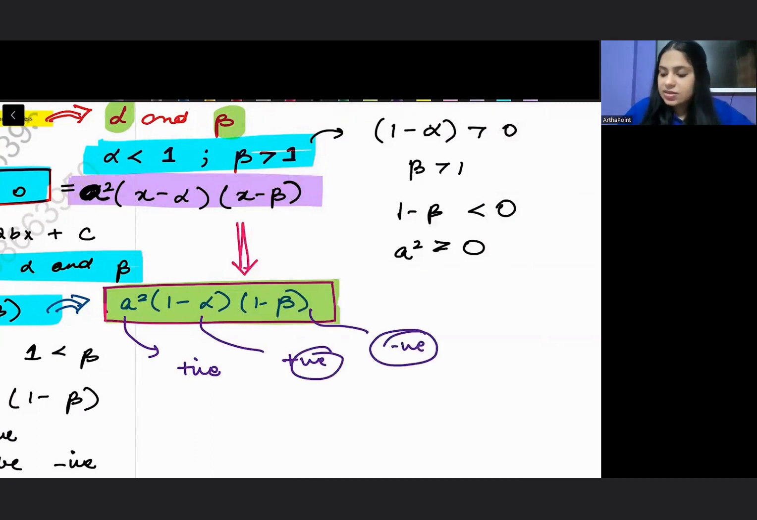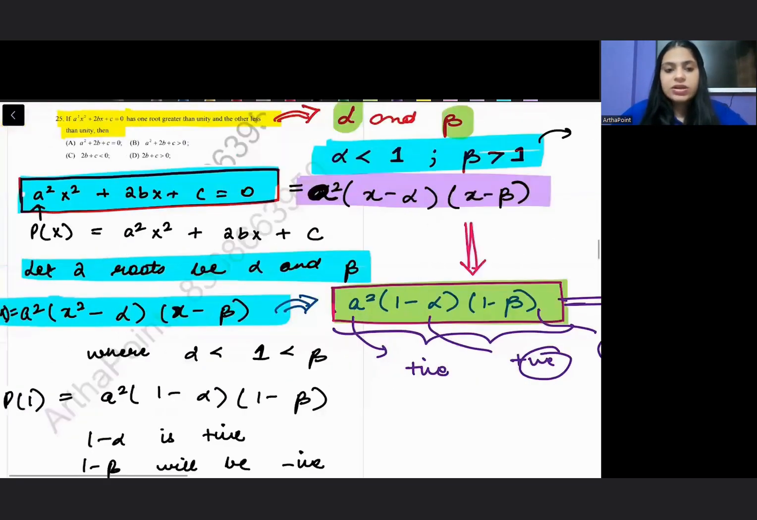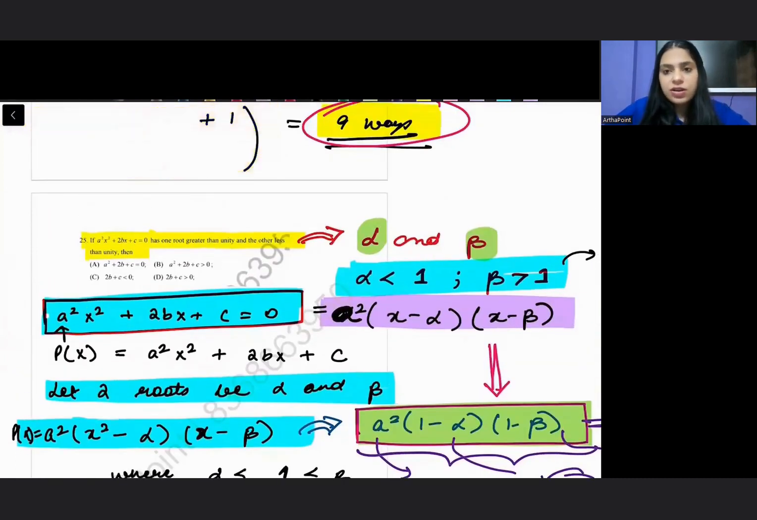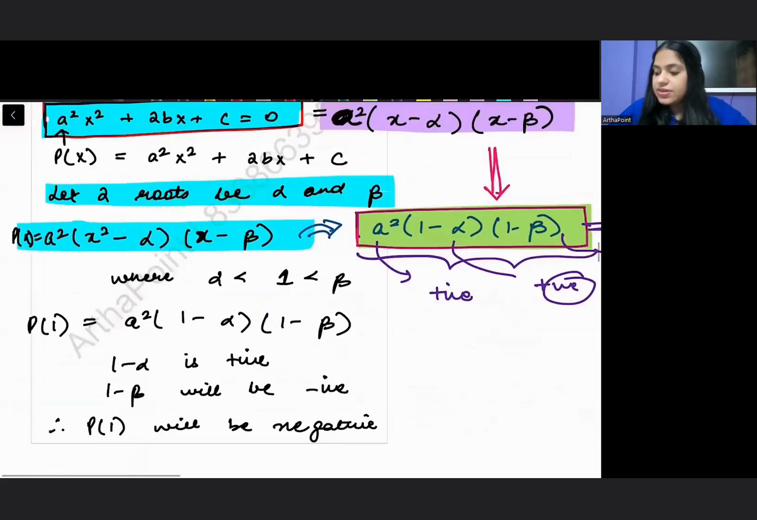So if I just combine the 3 things together, I will get that this entire term will actually be negative, right? So this is now sure that this polynomial with 1 root positive and 1 root negative will actually be a polynomial which is entirely negative. So I've got a square x square plus 2bx plus c less than 0 when evaluated at x equal to 1. Because when I evaluated it at x equal to 1, I got that this thing is negative.